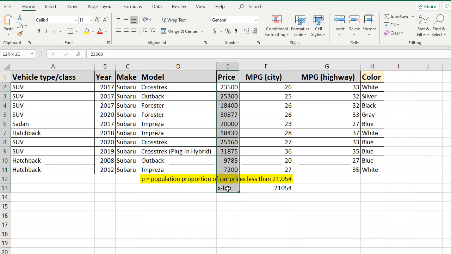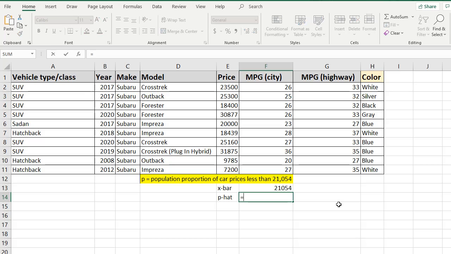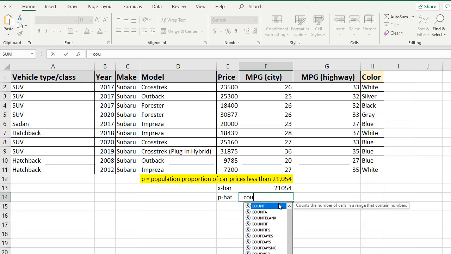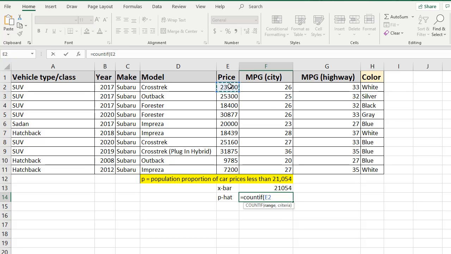but we do have 10 observations. So let us find P hat, which is our sample proportion of cars less than $21,054. To do this, I could just count how many cars are less than this, $21,000, and then divide that by the sample size. Or I could actually use Excel to count it for me. So COUNTIF, open parentheses, highlight your data. Okay, that's the range. The criteria, so hang in there because the way you write the criteria is a little strange, but you can do this. So do a quote, a less than sign, and then an end quote.